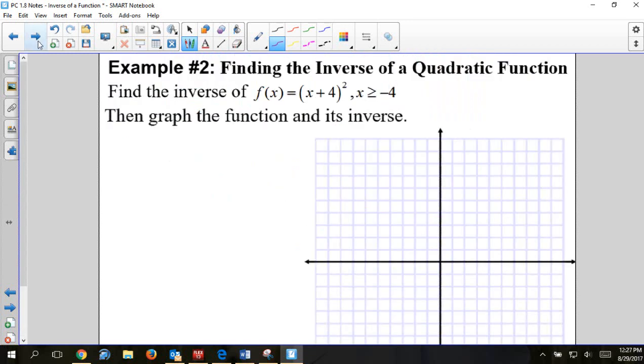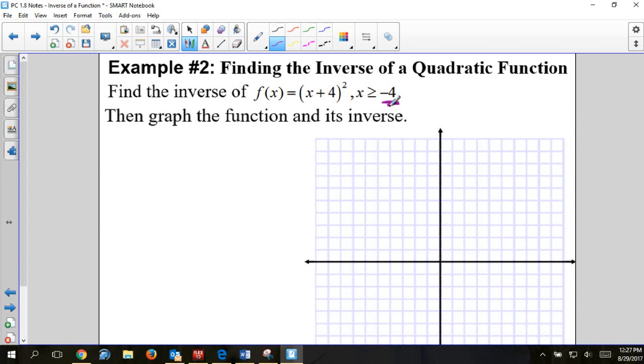Okay, example 2, finding the inverse of a quadratic function. There is a typo on your paper. I've already fixed it up here. It's this -4 right here. It says 0 on yours. Let's just say -4. Apologize, but I wasn't going to reprint all of those for one number.